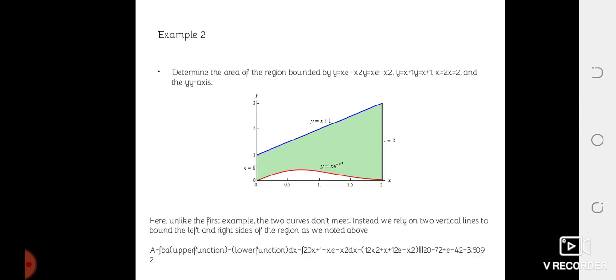Next, example 2. Determine the area of the region bounded by y equals x e to the minus x squared, y equals x plus 1, x equals 2, and the y-axis. Here, unlike the first example, the two curves don't meet. Instead, we rely on two vertical lines to bound the left and the right side of the region as we noted above.